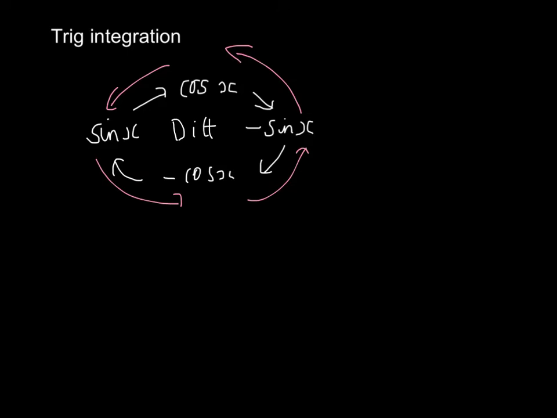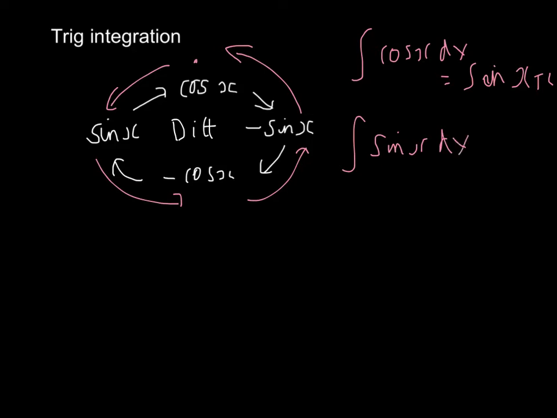So for example, if we want to integrate cosine of x with respect to x, cosine of x will become sin x plus c. And if we want to integrate sin x dx, then going around this direction we'll get minus cosine of x. So those are two basic results that you need.